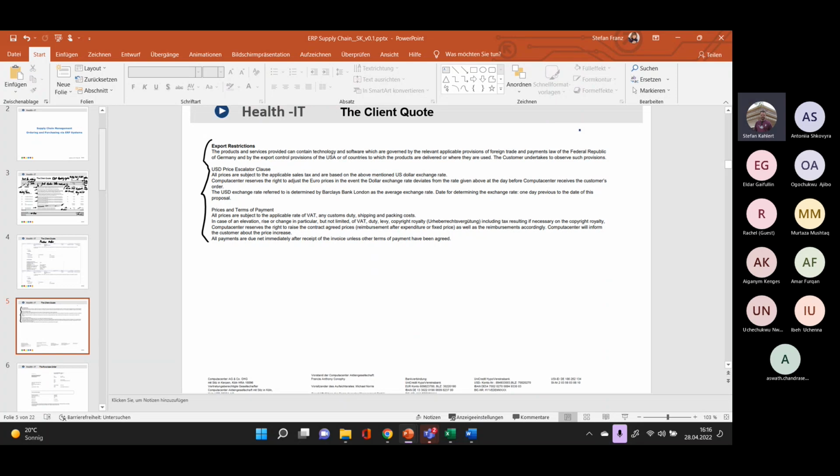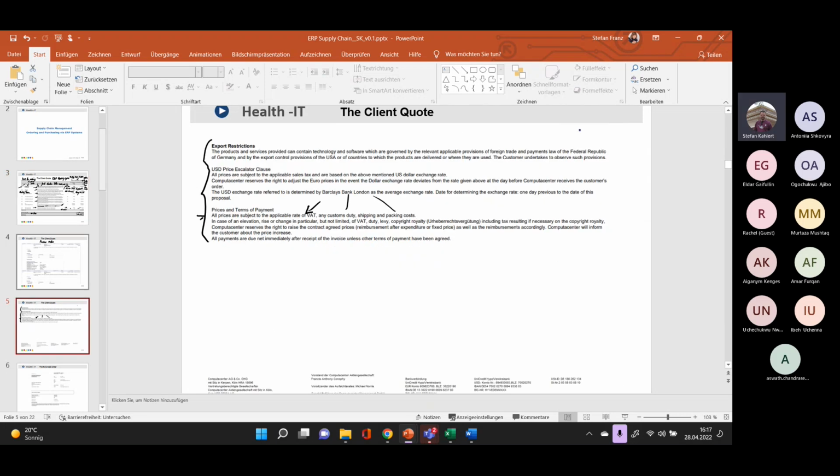You get some remarks on the export restrictions, if it is for the US or if it's for Asia Pacific, and you see some remarks on the terms of payment. You see here the advice on the value-added tax, customs duty, shipping and packing costs, which will be done in a supply chain. And normally these costs you find in such a quote.